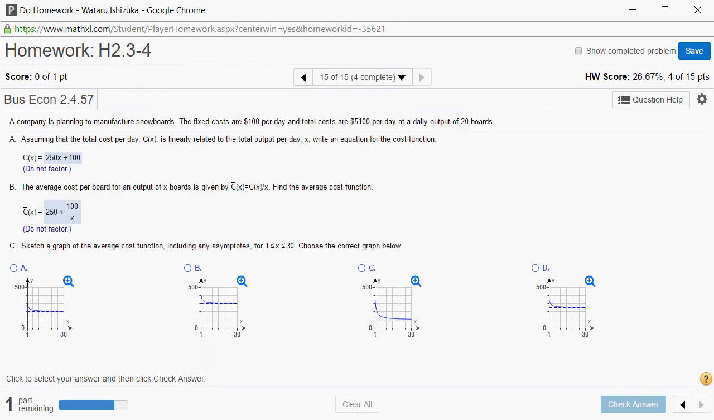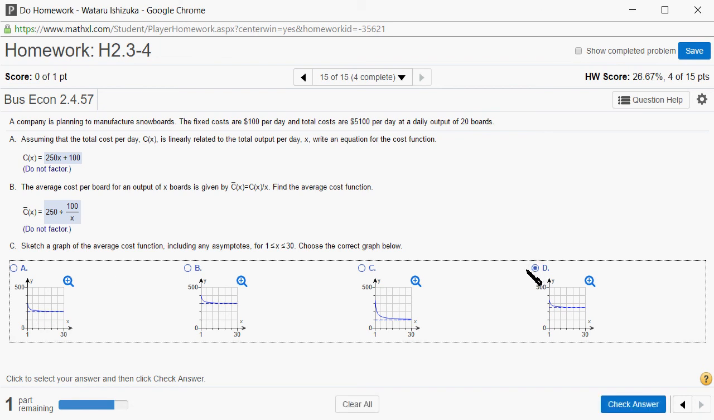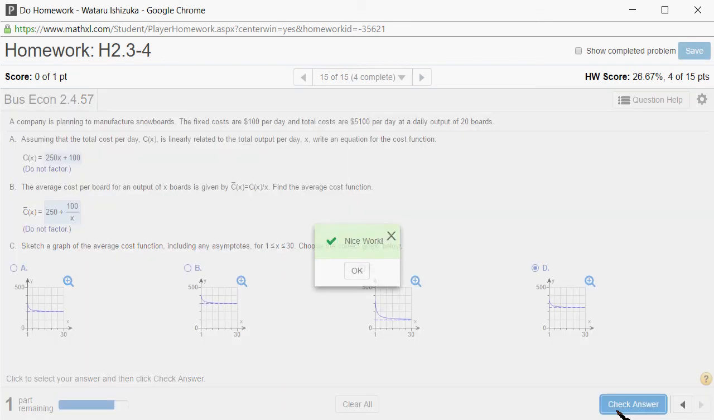So let's look for the picture that has that property. This looks good, and B is just too high, that's like a 300 there, that's like a 100 there, and this looks like a 250 there, this is actually 200. So D is the only one that has the correct horizontal asymptote. Let's check the answer. We got that.